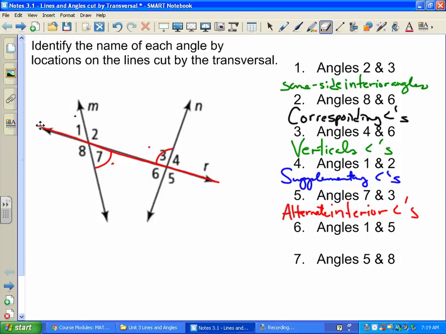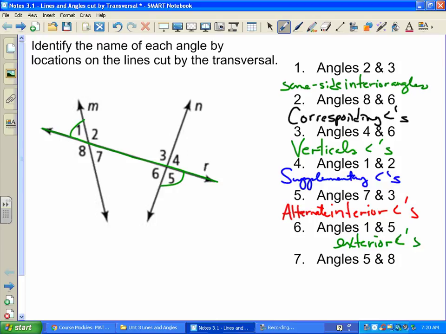So now let's look at number 6, 1 and 5. And you'll notice I keep erasing this every time because I want to focus on different angles each time. So there's my transversal, and I'm going to mark angle 1 and angle 5. First of all, they are definitely exterior angles. They are outside of those two lines, M and N. So they're exterior. Both are exterior angles.